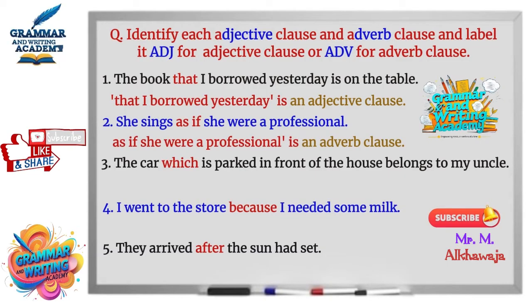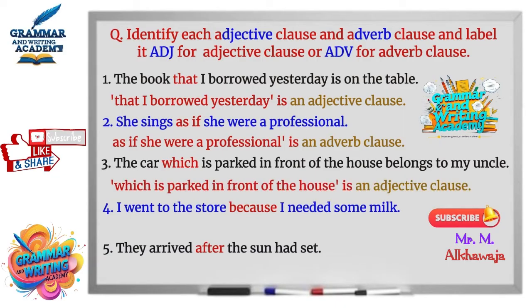3. The car which is parked in front of the house belongs to my uncle. We have a relative pronoun which is which. So, which is parked in front of the house is an adjective clause. 4. I went to the store because I needed some milk. We have a subordinating conjunction which is because. So, because I needed some milk is an adverb clause.